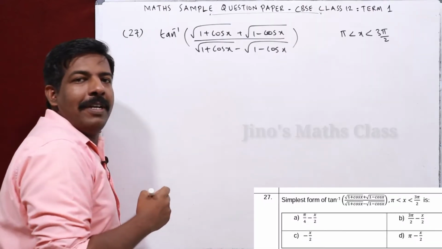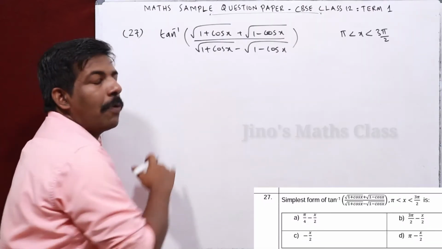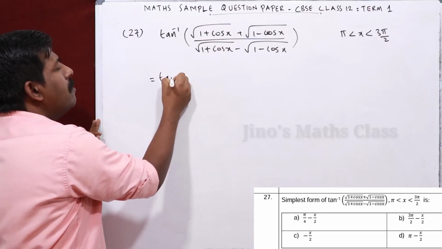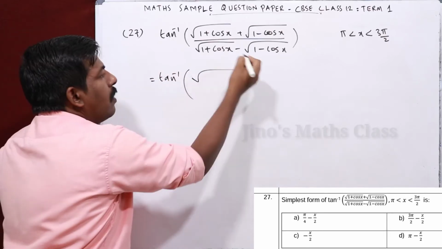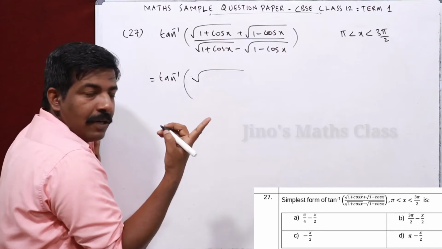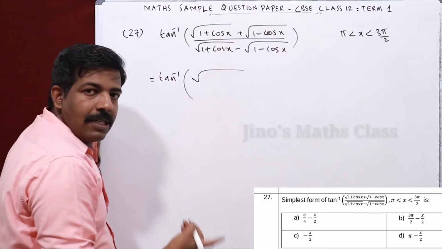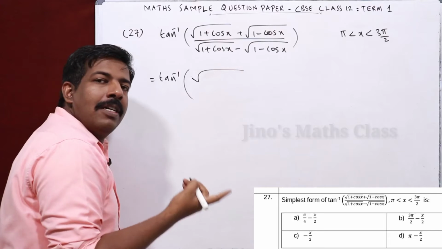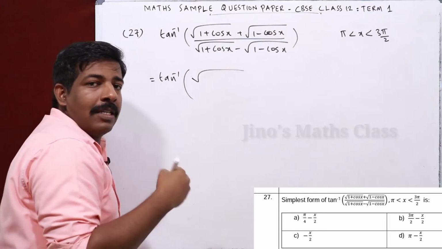Question number 27. Here we have to find the simplest form of this function. So for that, we can write that is equal to tan inverse of square root of. Here we already studied 1 plus cos theta is 2 cos square theta by 2, and 1 minus cos theta is 2 sin square theta by 2.